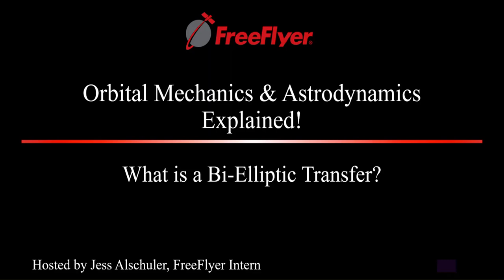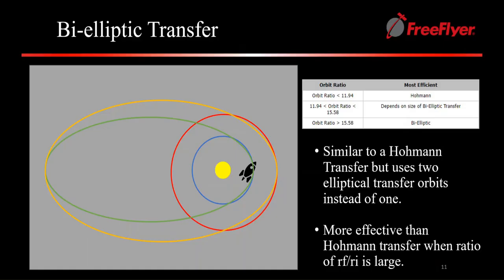Today, on Orbital Mechanics and Astrodynamics Explained, we're going to be going over a bi-elliptic transfer. A bi-elliptic transfer uses two elliptical transfer orbits to move between circular orbits of different sizes. This is generally more effective than the Hohmann transfer in cases where the ratio of the final orbit radius to the initial orbit radius, or RF to RI, is around 12 or greater.